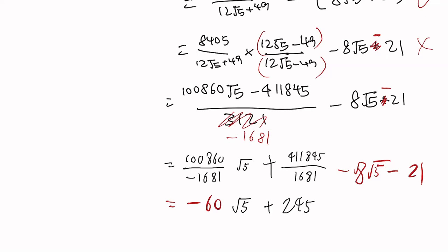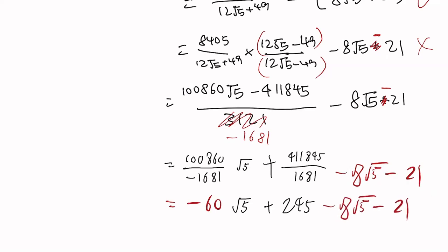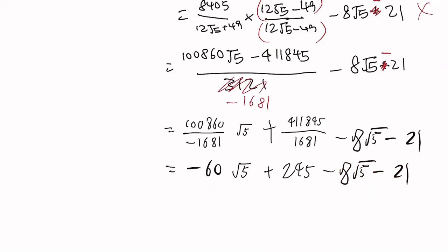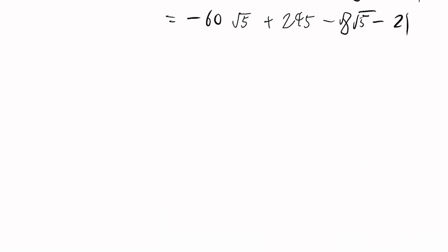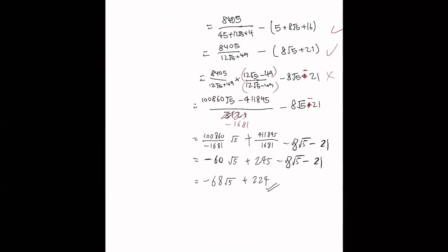And then copy and paste the rest. I'm just going to change everything to black color. Black. Good. Carry on. So can we simplify further? Yes, minus 68 root 5. 245 minus 21, you end up with 224. Is that okay? Very good. So now this is your BC squared.